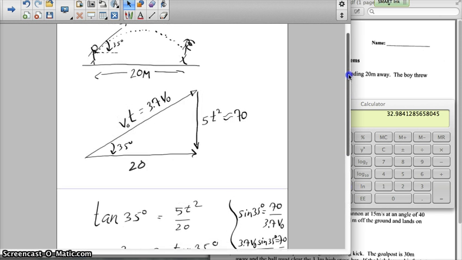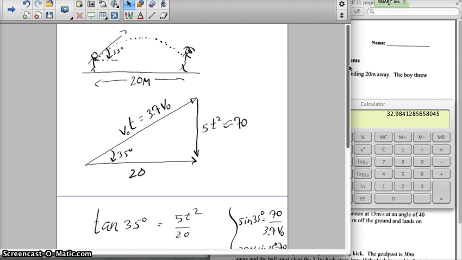I found the initial velocity that the boy throws the ball. I found the time that the ball was in the air, and pretty easy, not too hard.